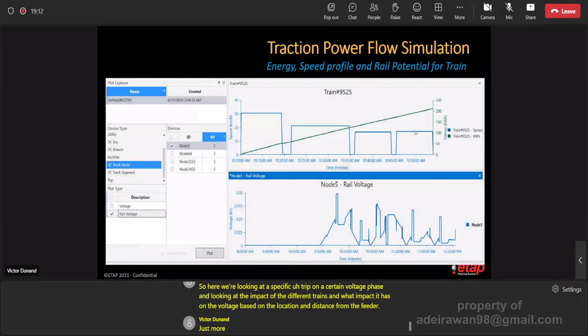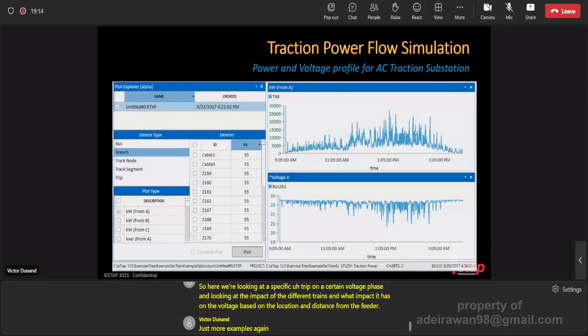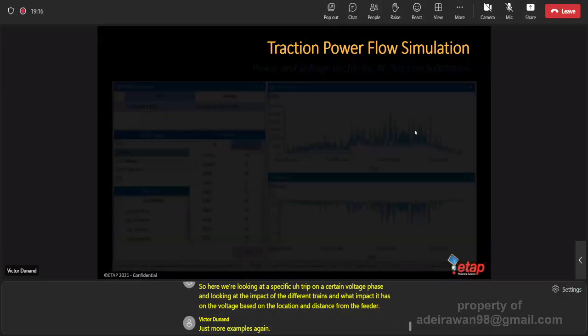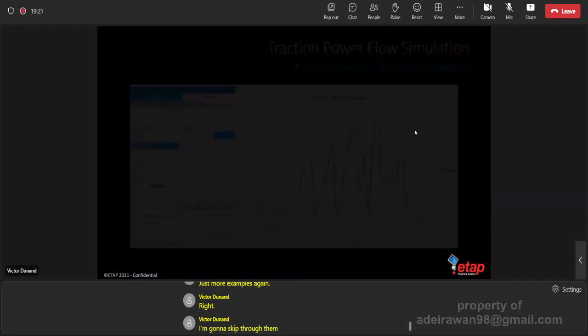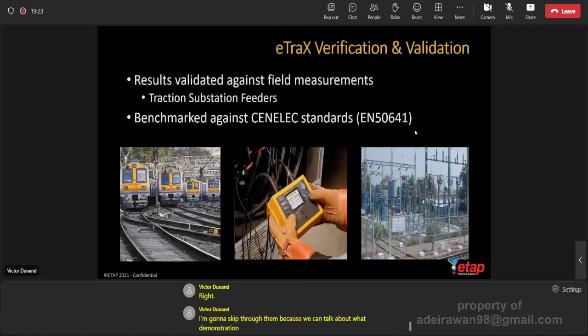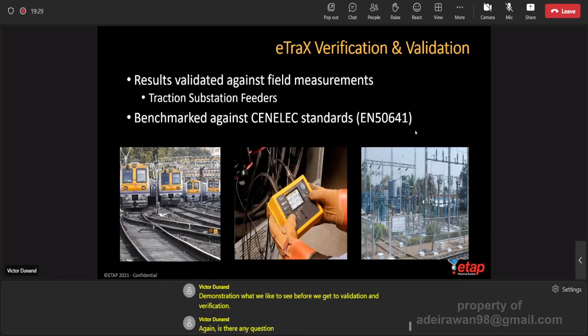Just more examples again. I'm going to skip through them because we can talk about what demonstration we'd like to see. Before we get to validation and verification, is there any question on what you just saw?